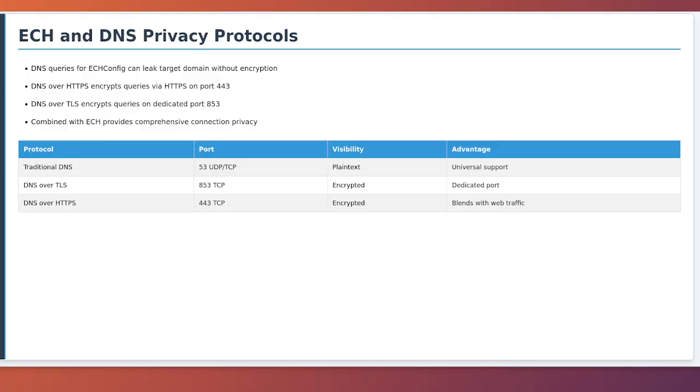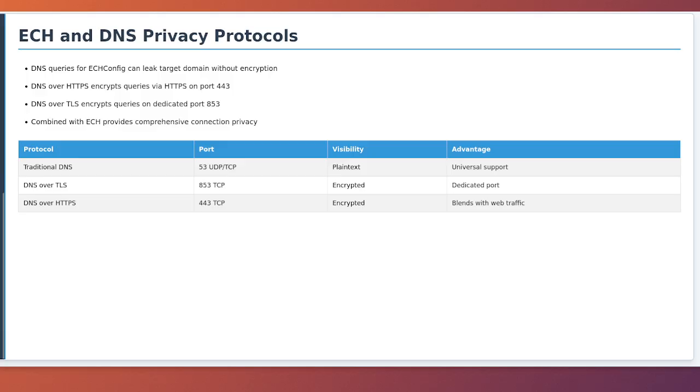similarly encrypts DNS queries but uses a dedicated port 853 and establishes a TLS connection specifically for DNS traffic. DOT provides the same privacy protections as DOH, encrypting both the queries and responses, but the use of a dedicated port makes it easier for network administrators to identify and potentially block DNS over TLS traffic. Both DOH and DOT prevent DNS query snooping and tampering.